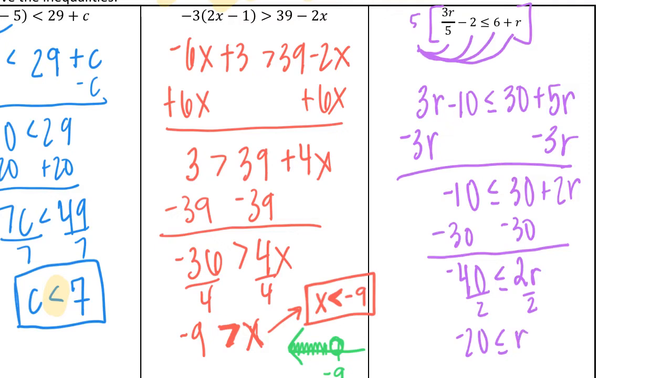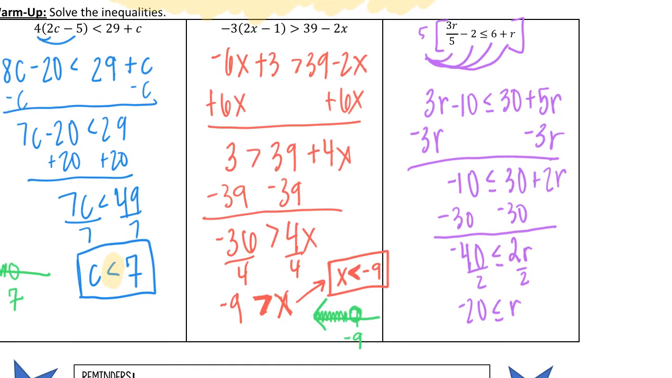Now, just like the problem before, that r is on the right-hand side. You usually want it on the left. So we'll bring the r to the left, flip the inequality sign with it, negative 20. This is telling us that r can be any number that is greater than or equal to negative 20. If you were going to graph that on a number line, you'd have negative 20. It would be a filled-in bubble to show that it can include negative 20 in your solution set, and it is all the numbers larger than that.